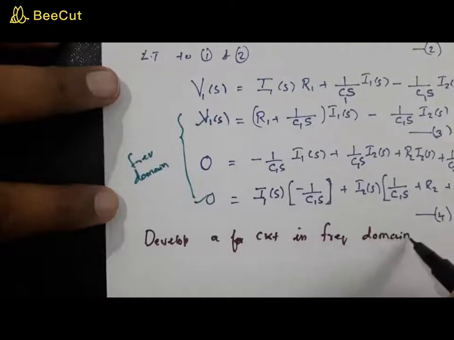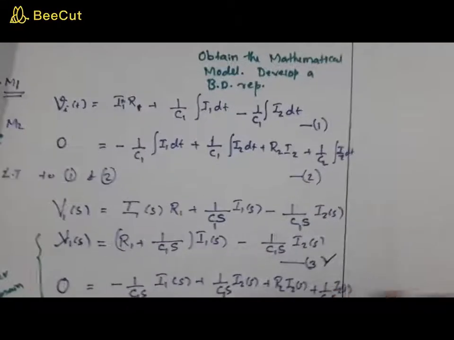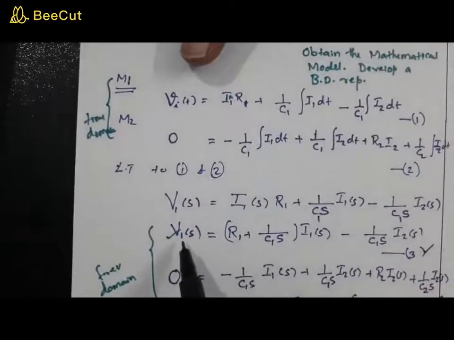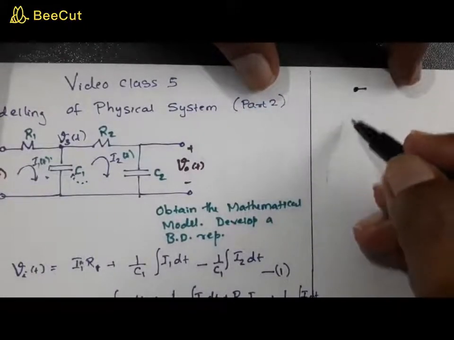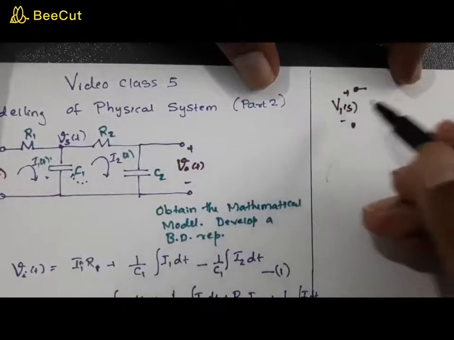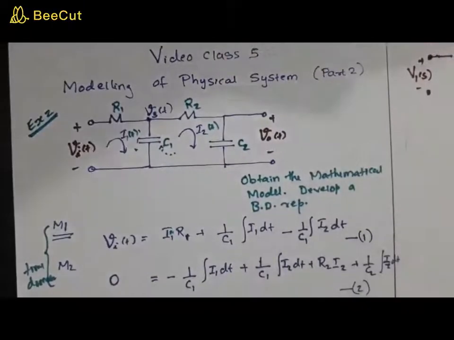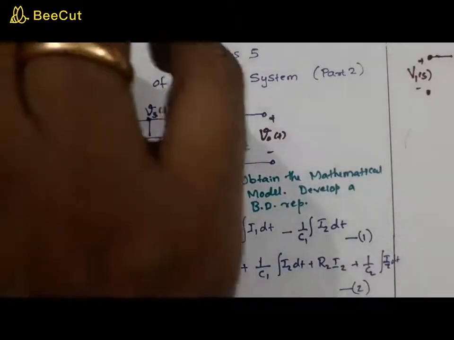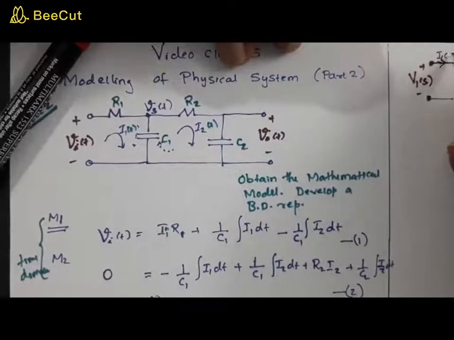Now how to develop that? You can make use of these two expressions, that is the third and the fourth. Let's look at the third equation. The first part says that this is V1 of s, so that must be an input, right? So let us call this V1 of s. Then this equation says that there is a current flowing through this, and let us call this I1 of s.